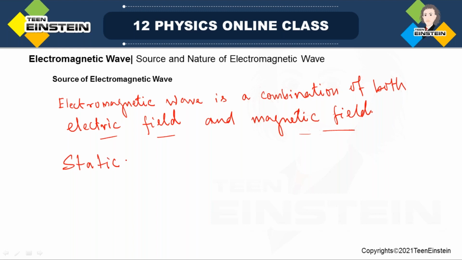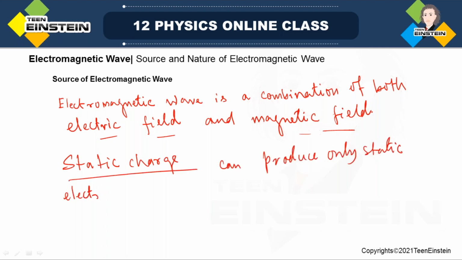Let us see what a static charge can produce. A static charge, as we have learned already in the first chapter, produces a static electric field.